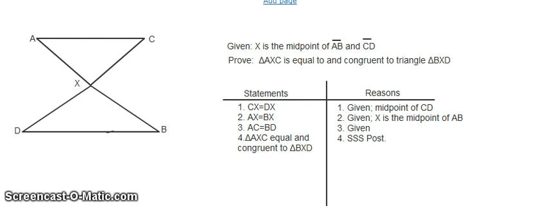CX equals DX because it is given and X is the midpoint of CD. AX equals BX because it's given and X is the midpoint of AB. AC equals BD because it's given, and triangle AXC is equal to and congruent to triangle BXD from the SSS postulate.